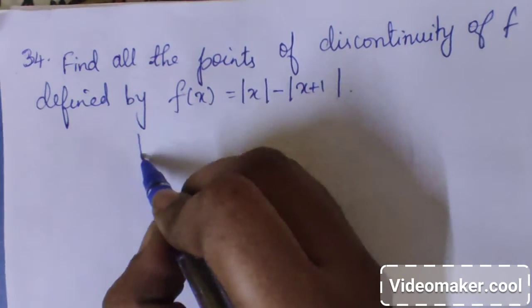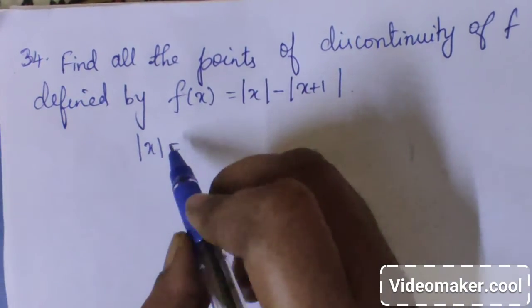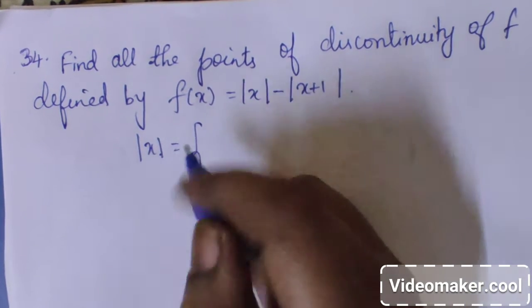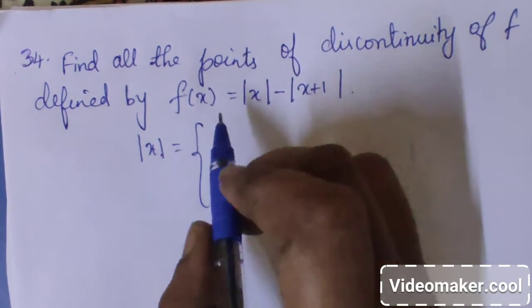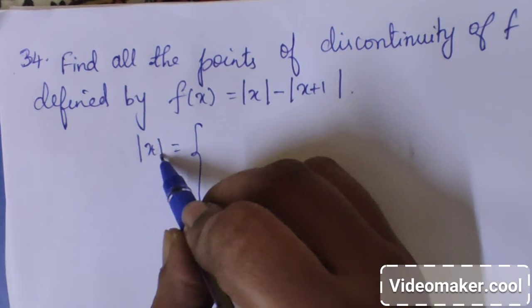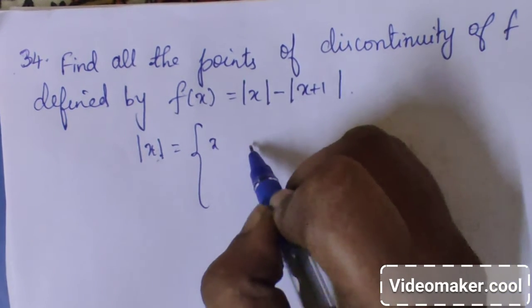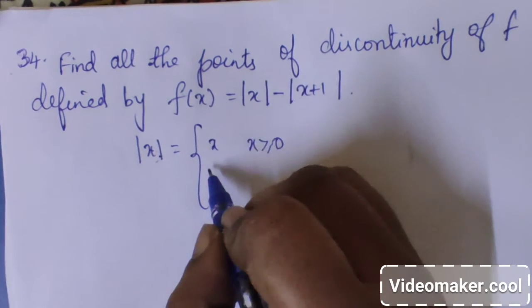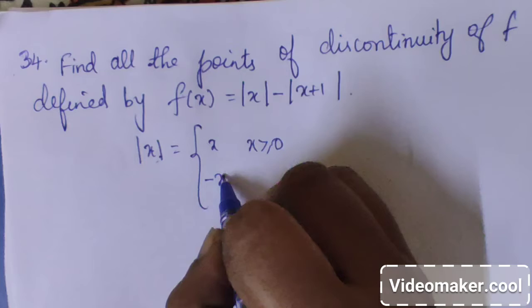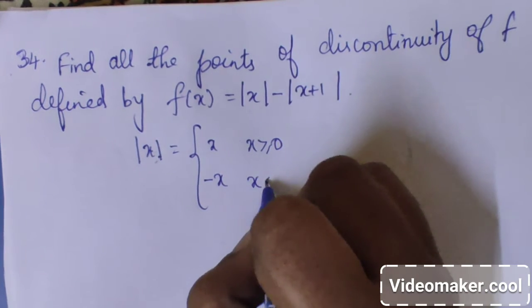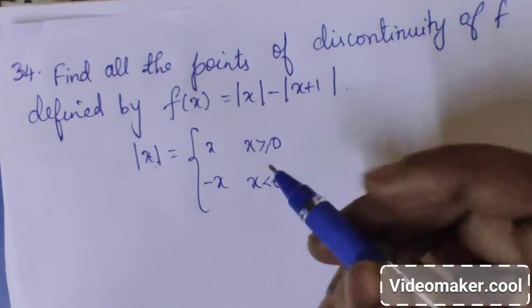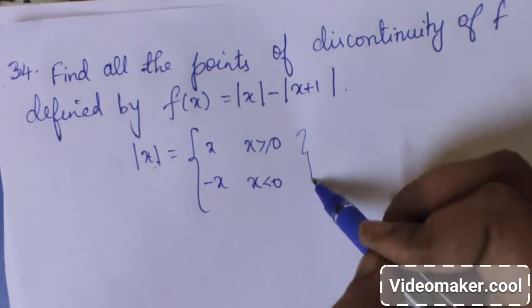When we consider the mod x function, mod x is a non-negative value. So the function can be defined like this. Mod x will be x for all x greater than or equal to 0, and mod x will be minus x for all x less than 0. This is the definition of the mod function.